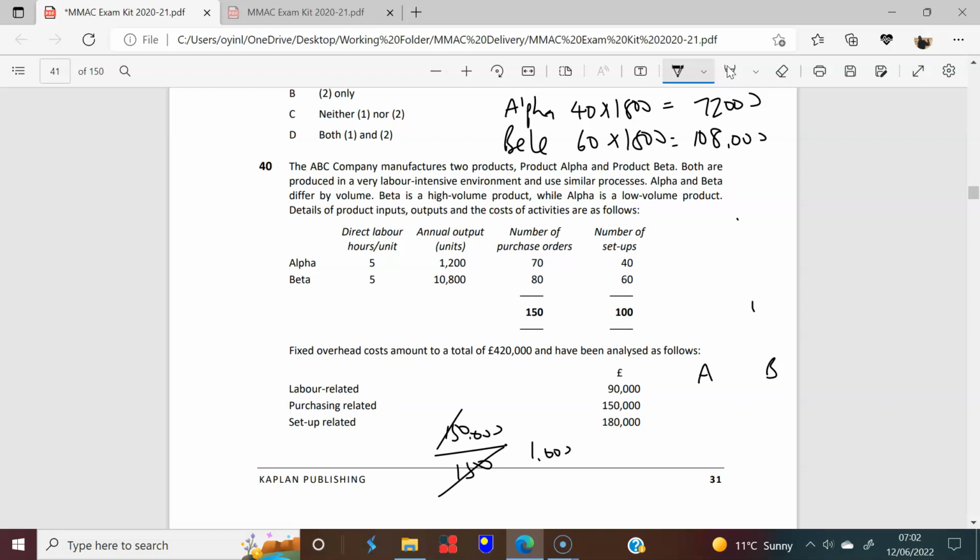Now alpha had 70 of those, so that's all nice. I'm going to write alpha here. 70 times 1,000, 70,000. And beta had 80 of those, and that's 80,000 for beta. So you can see I will use different colors to circle out the different. And then finally, I have labor.